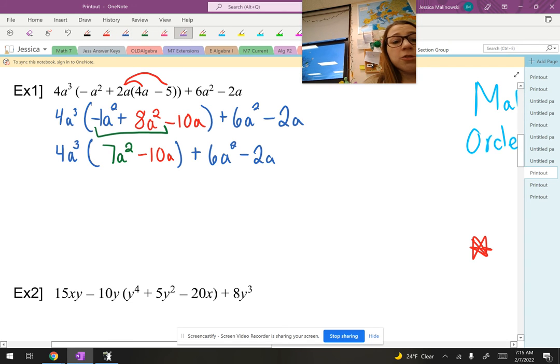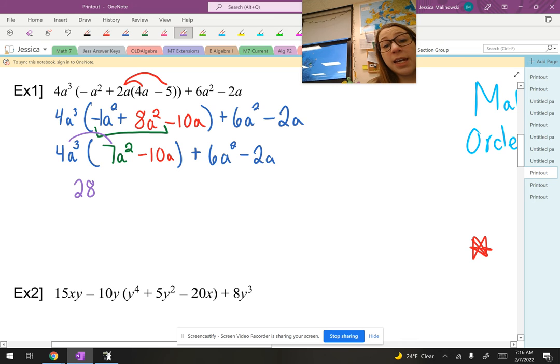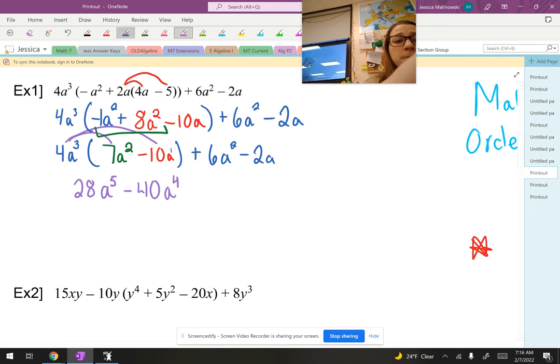So now I can do that distribution that I wanted to do before. So again, coefficients times coefficients, and then the variables times the variables. Keep it separate. 4 times 7 is going to turn into 28. And a to the third times a to the second, that would be 3 a's, a times a times a times a times a, which would turn into a to the fifth. Okay. 4 times negative 10 is going to turn into negative 40. And a cubed times a to the first is going to turn into a to the fourth. And now I can carry down those other two pieces.